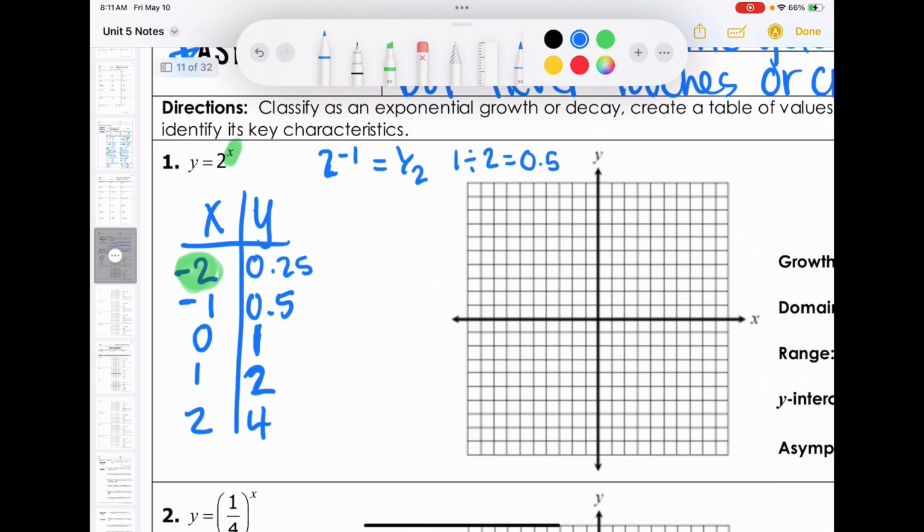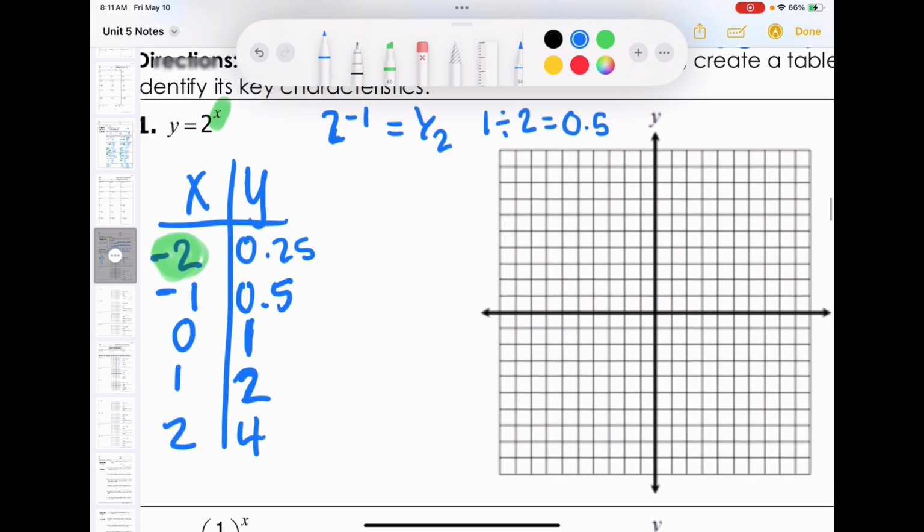So now we can graph these points. So -2, 0.25. For the decimals, you're just really going to have to guess where they are. As long as your graph has a similar shape and looks the same as mine and how it should look, then I'm going to mark it right, okay? So -2, 0.25. So I'm going to go over -2 and go up just a little bit. All right, then -1, 0.5. I'm going to go a little bit higher than my previous point.